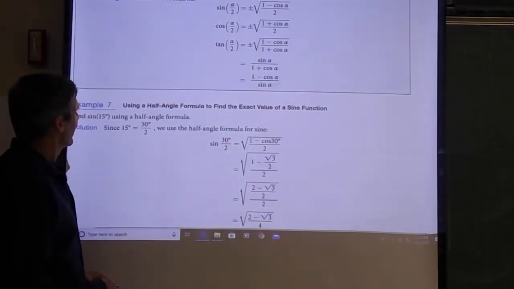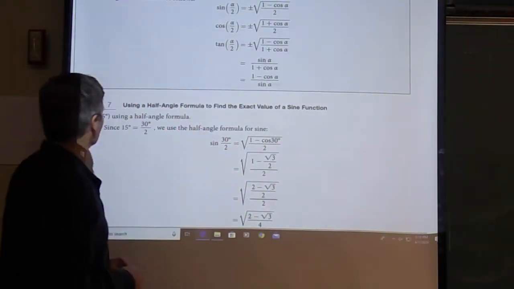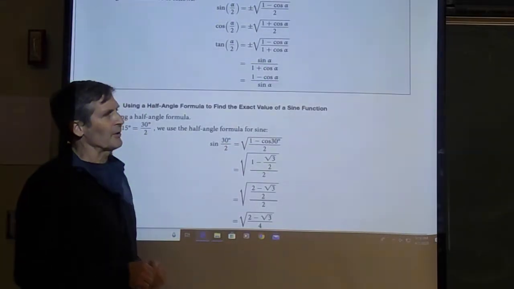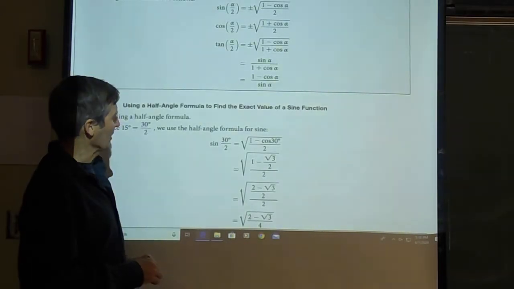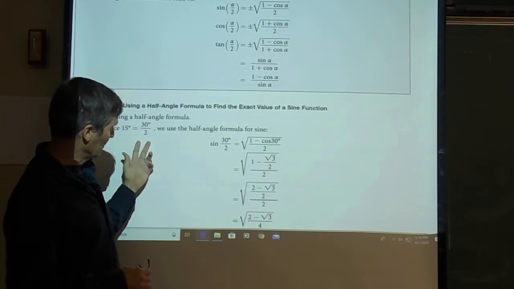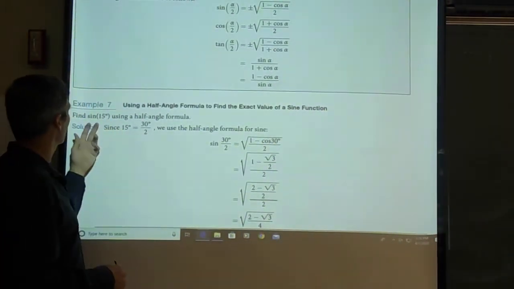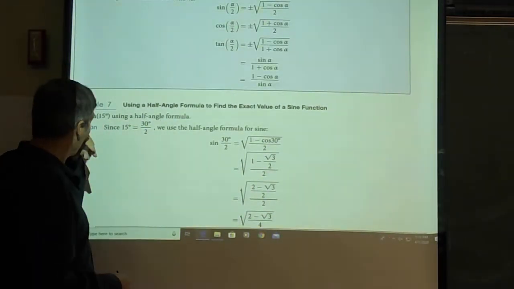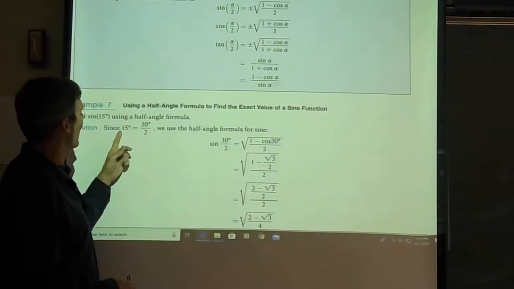Here is a nice example in your textbook of one thing you can do with the half angle identities. We said with the double angle identity, or the sum of difference identities, we can actually find the sine and cosine or any trig function of a multiple of 15 degrees. This will give us another alternative. Any angle that's a multiple of 15 degrees is half of a special angle, and so we can use a half angle to evaluate it.